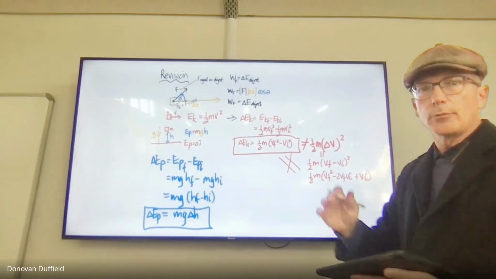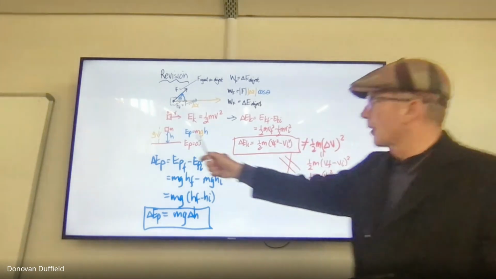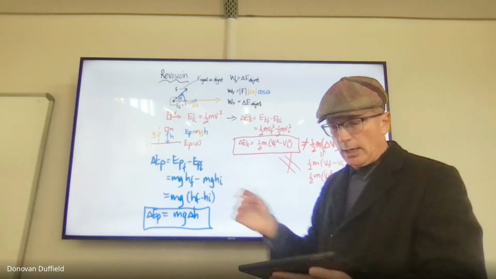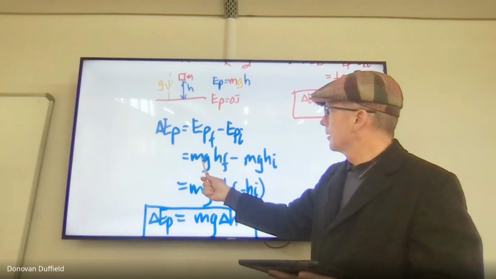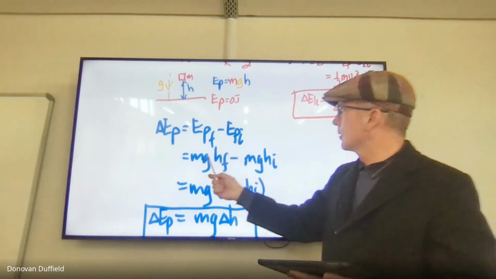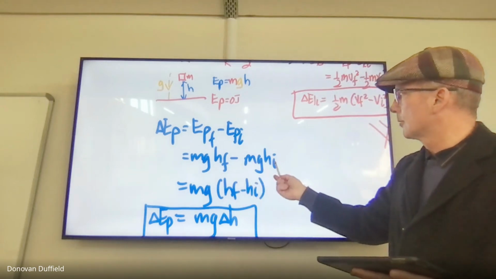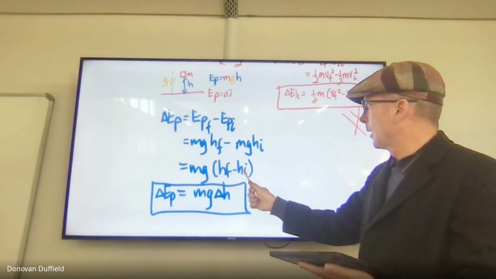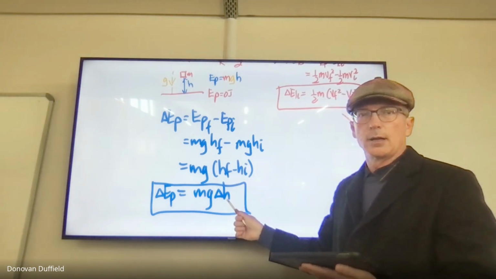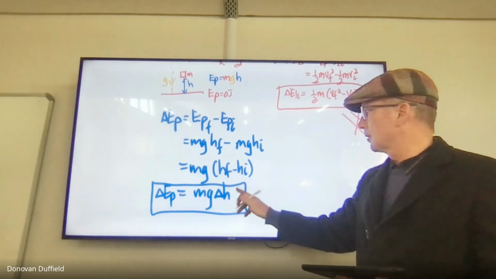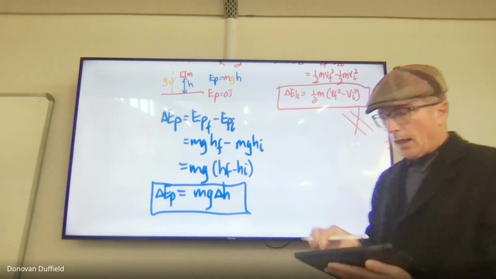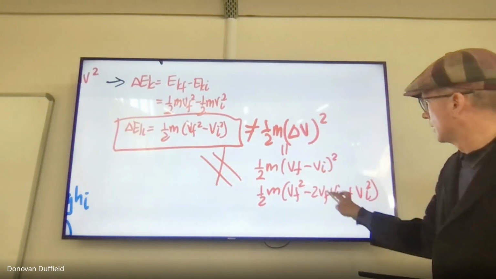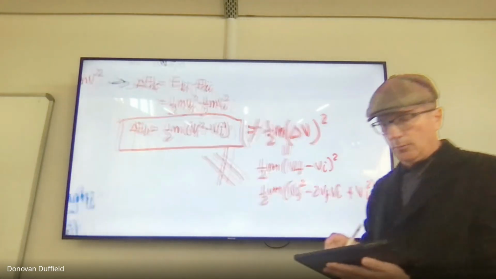If we're moving an object and changing its position in a gravitational field, then the potential energy is also changing. And the change in potential energy is EP final minus EP initial. So it's mgh final minus mgh initial. Pull the mg out, and you've got mg times h final minus h initial, which is mg delta h. Now, this is fine because there's no square. This is not right because there is a square and produces a middle term, mathematically speaking. So be aware of that.